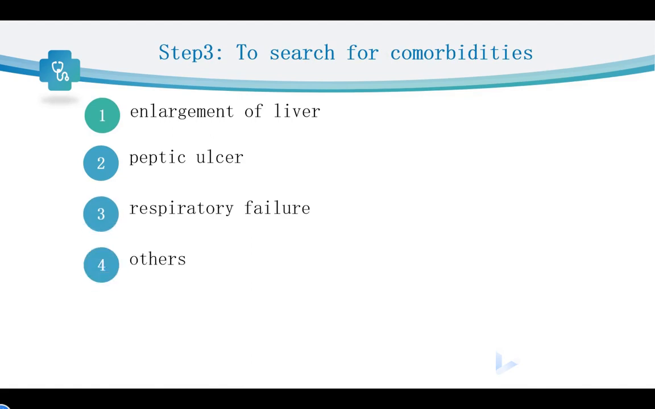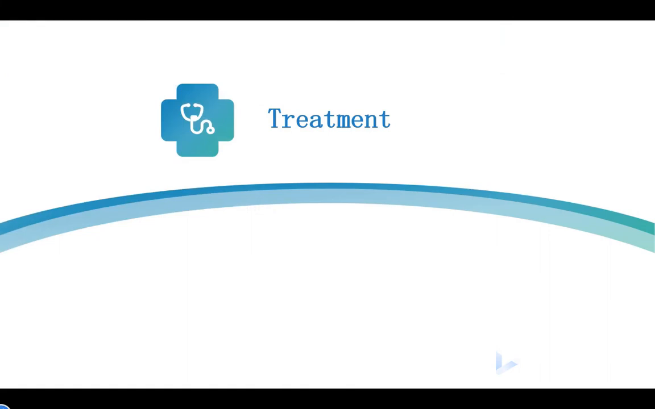Step 3. Finally, we also need to search for other comorbidities, such as enlargement of the liver, peptic ulcer, respiratory failure, and so on. That's the diagnosis for this patient with cor pulmonale. Now, let's move to the treatment for this patient.